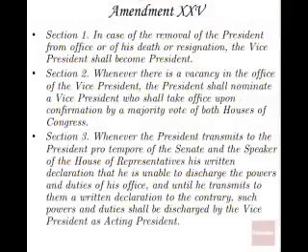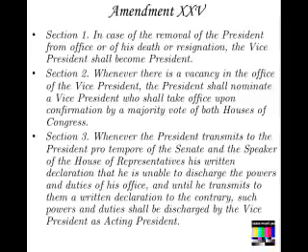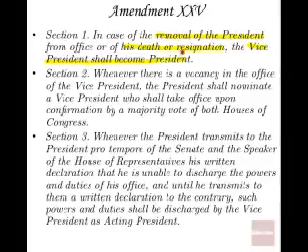So the 25th Amendment, this one's kind of fun. So this is going to take a little bit longer. Section 1, in the case of the removal of the president from office or his death or resignation, the vice president shall become president, not act as president, which was kind of ambiguous phrasing, but actually become the president. Section 2, whenever there is a vacancy in the office of vice president, the president shall nominate a vice president who shall take office upon confirmation by majority vote of both houses of Congress. This has been used since its adoption.